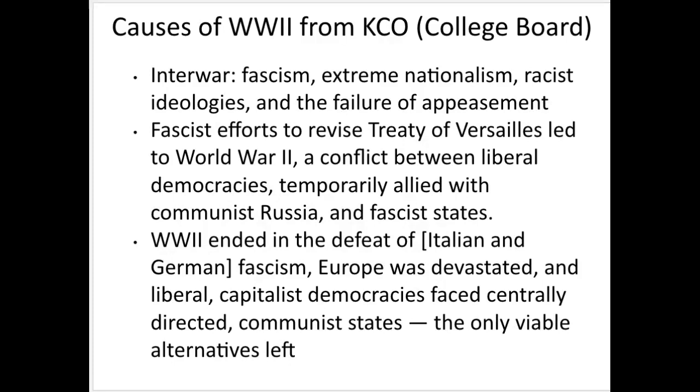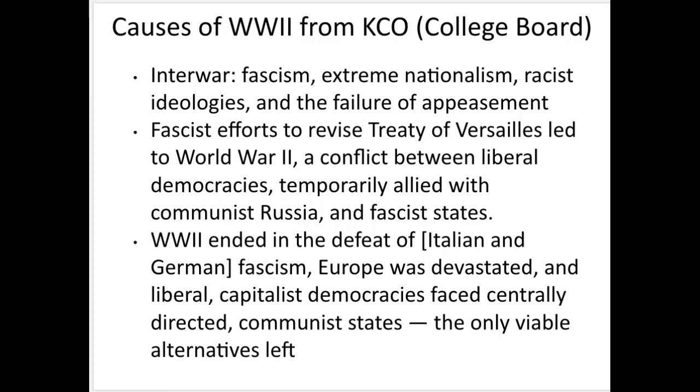The College Board, from your key concept outline, they want you to understand causes in the interwar era: fascism, hypernationalism, racist ideologies, failure of appeasement of Hitler, and his desire to gain more territory. Those are causes of World War II. Also, fascist efforts to revise the Treaty of Versailles that made them very upset leads to the war, and the war is a conflict between liberal democracies temporarily allied with communist Russia, okay, and fascist states. So it's democratic / communism versus fascism are the two sides for World War II.